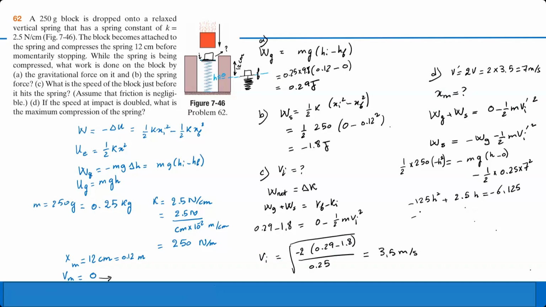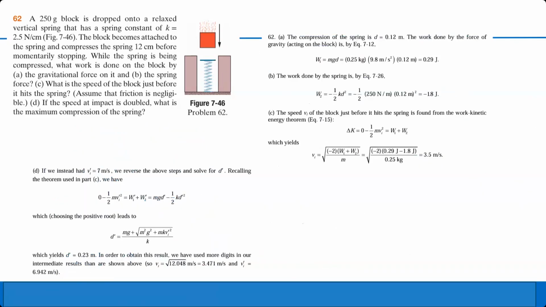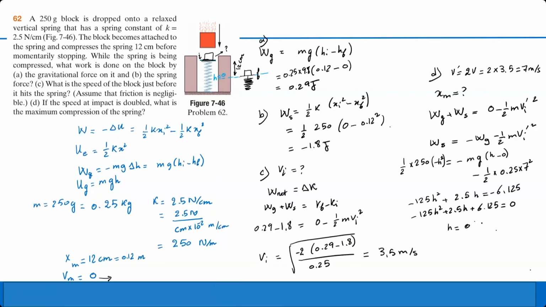So as you can see, this is a quadratic equation. You can solve it using the calculator or using the delta function, where you find delta and then deduce x1 and x2. I will solve this using the calculator. Let's see. You should get 0.23 meters.